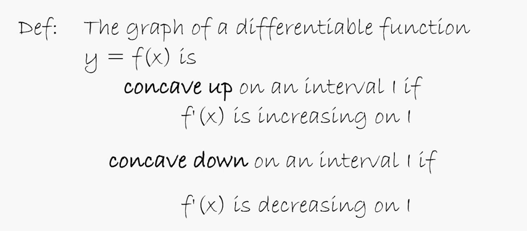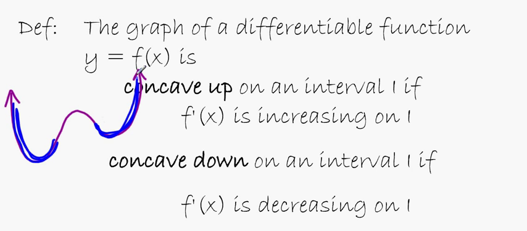f prime of x is increasing on that interval, and f of x is concave down if f prime of x is decreasing. So the picture to imagine, you have some function that looks like this. In a very high school-y way, we would talk about concave up like a cup, and then concave down like a frown. It's very easy to remember that way.